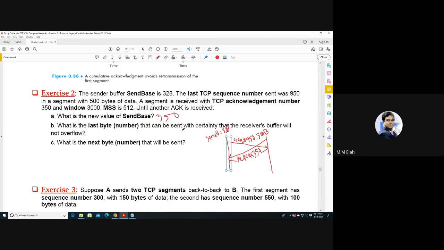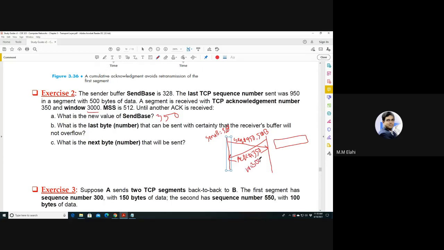What is the last byte number that can be sent with certainty that the receiver's buffer will not overflow? To understand that, you have to know the receiver's buffer size. You can see here the window is 3000. So when it sends 350, in that case the window equals 3000.